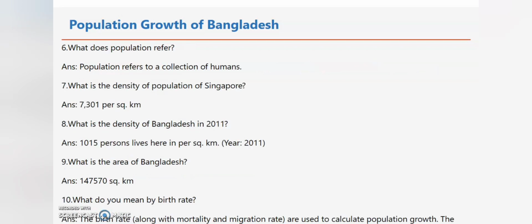Coming up to the next question. What does population refer to? As I said before, population refers to a collection of humans. Coming up to the next question. What is the density of population of Singapore? Yes, it is 7,301 per square kilometer.